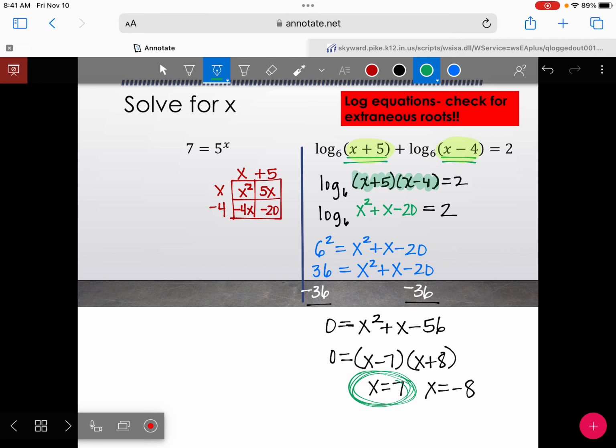But the negative 8, when I put my negative 8 right here, negative 8 plus 5 is a negative 3. That's a no-go. Negative 8 minus 4 is negative 12. That is a no-go. So this one is thrown out. That's extraneous. So we're going to cross that out. And that's all you have to do on the test. You have to circle it if it's a keeper, cross it out if we got to throw it out.